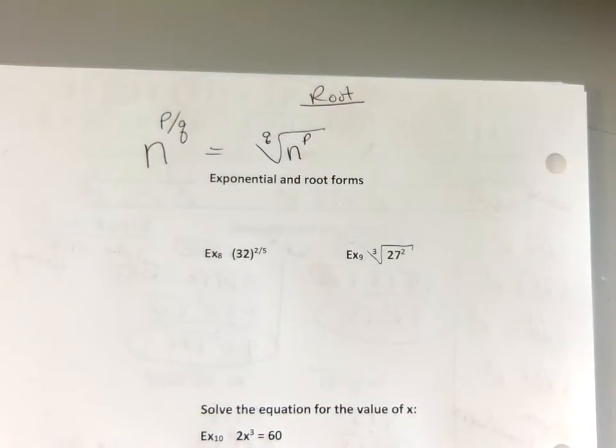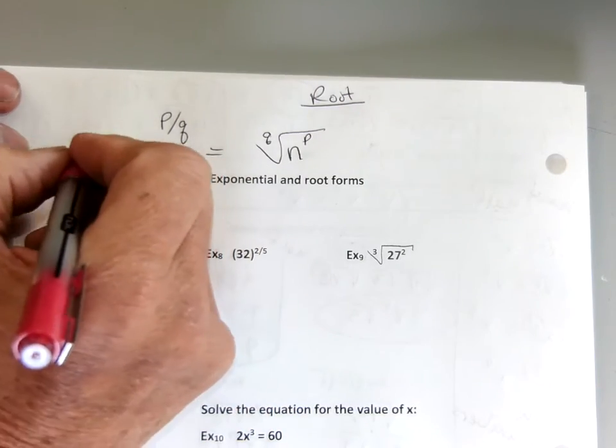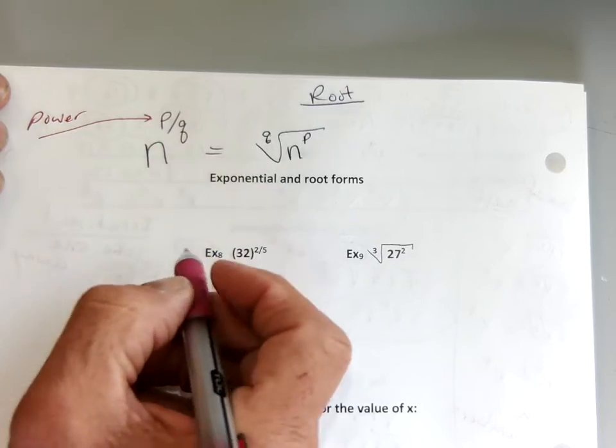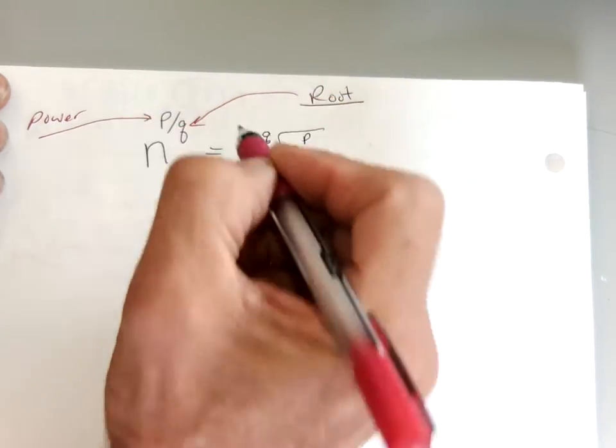So let's write down what we have. The top number is the power, like the, to the second power. And the bottom number is the root.